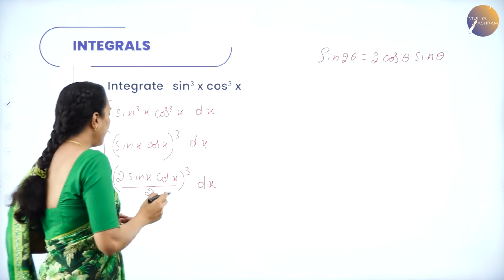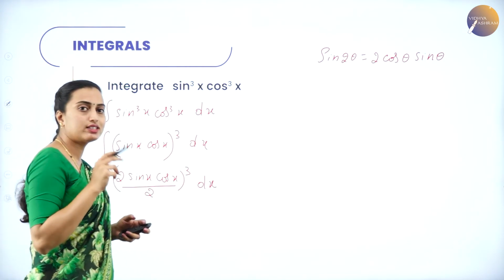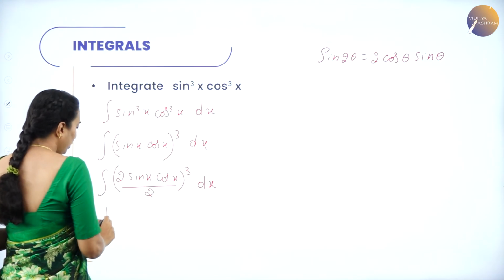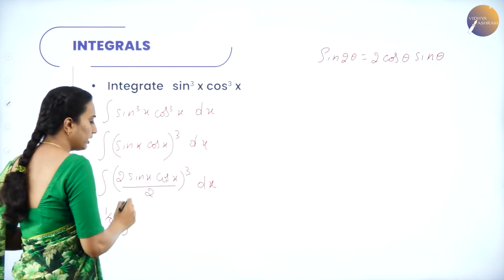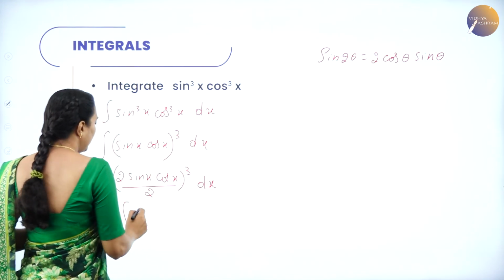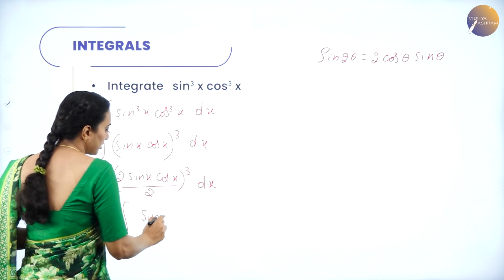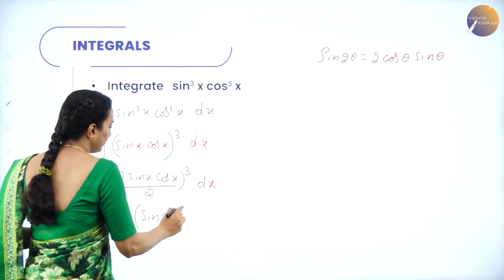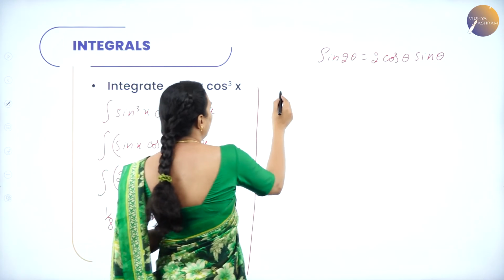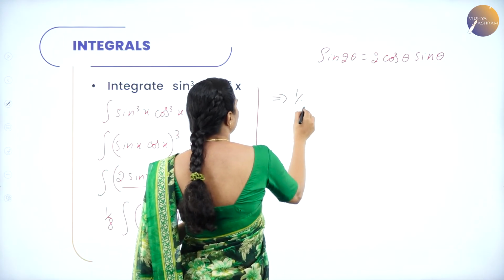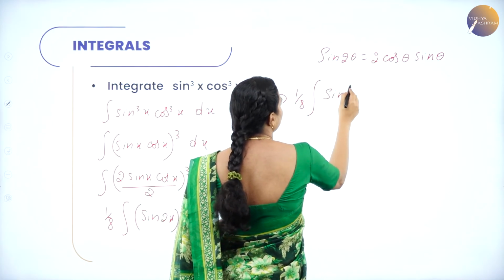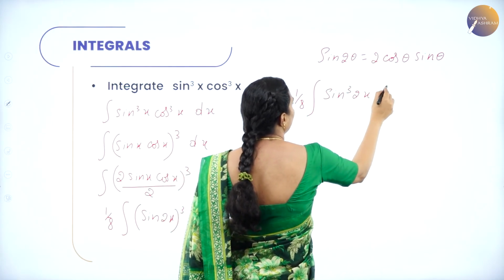Now dear students, I can write this 2 sin x into cos x as sine 2x. 1 by 2 cube, I am going to remove outside the integral. 1 by 2 cube will become 1 by 8. So 2 sin x into cos x is sine 2x whole cube into dx. Now this will become 1 by 8 into integral of sine cube 2x into dx.